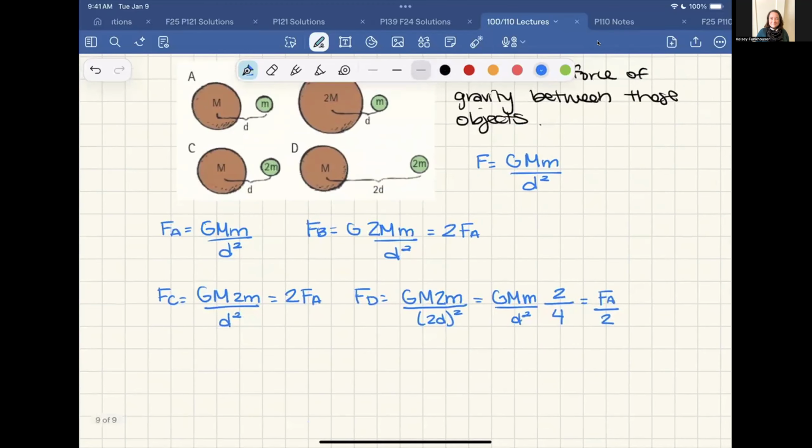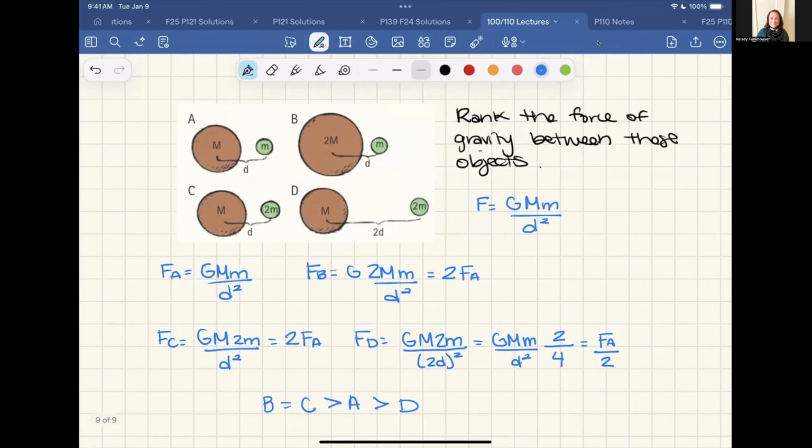So for the ranking, we say, let's see, B is equal to C is greater than A, which is greater than D. So that's just an example of how we can figure out how the force of gravity changes when we change properties between the objects we're looking at.